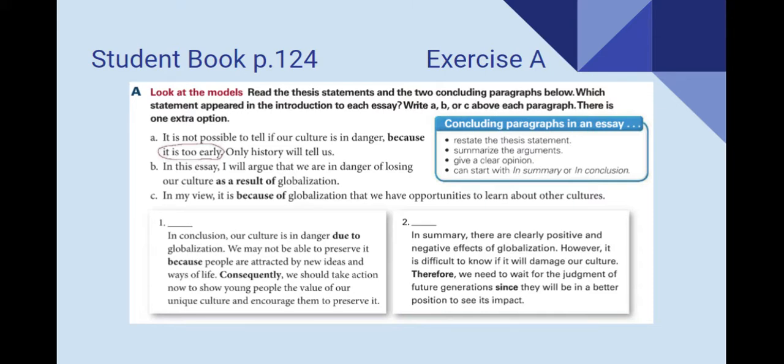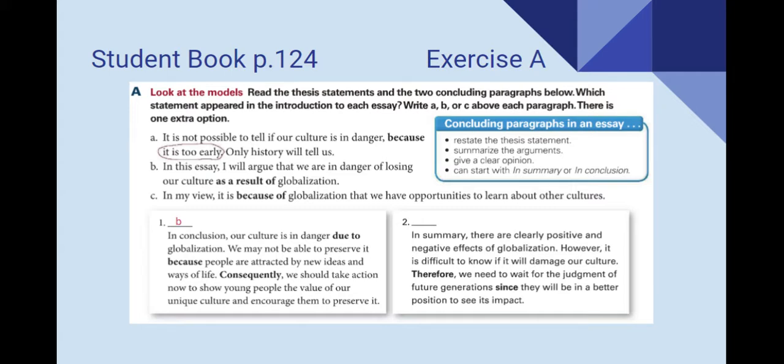Okay? Great. So, in option 1, we should choose letter B. In this essay, I will argue that we are in danger of losing our culture as a result of globalization. And if you notice, the first sentence in the conclusion is, in conclusion, our culture is in danger due to globalization.